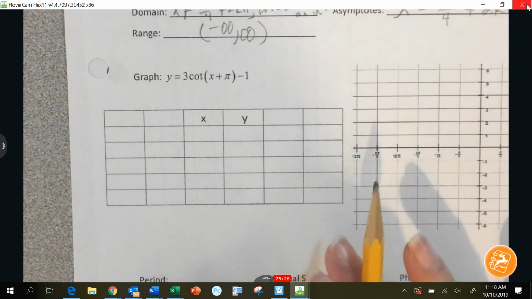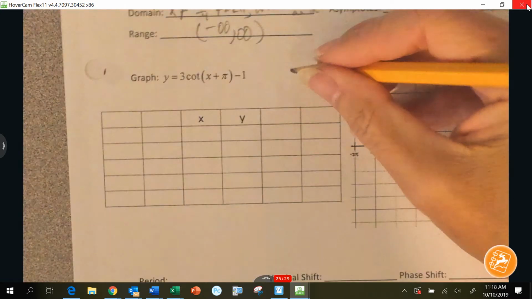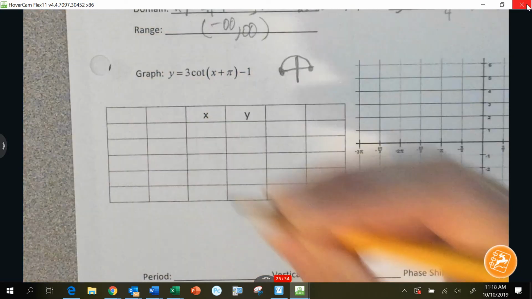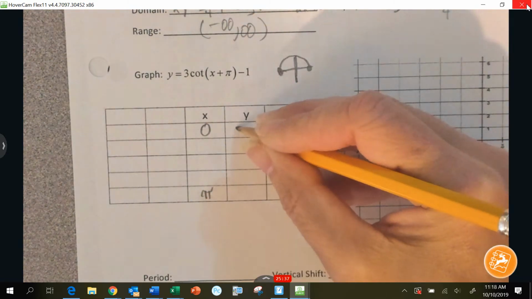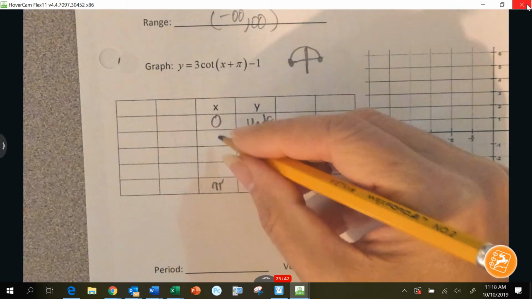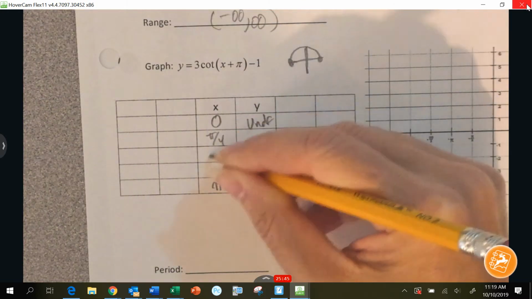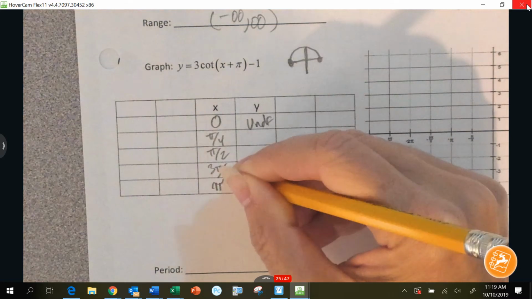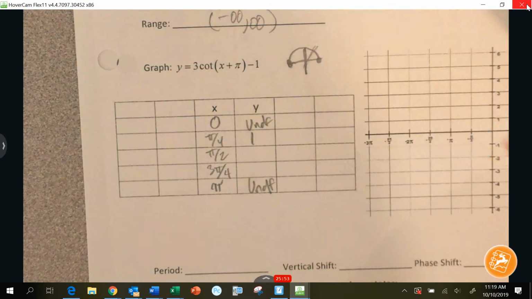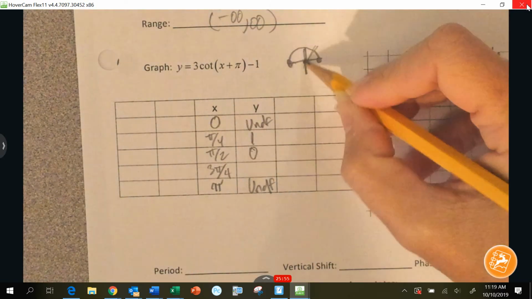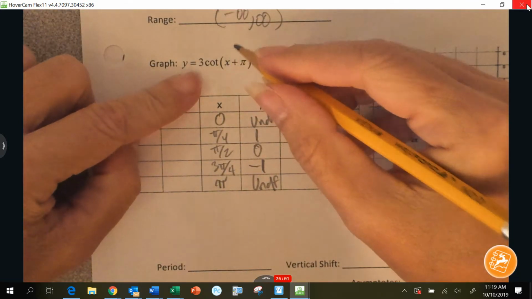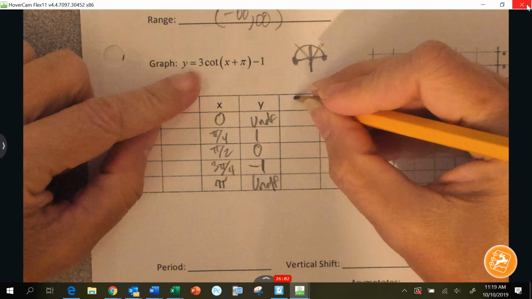Right, you guys, when you do your key points for cotangent, we want to use the key points that go from 0 to pi. And those should be the undefined parts for cotangent. So 0 to pi, we have pi over 4, pi over 2, 3 pi over 4. Pi over 4 is positive. Then 0, then at 3 pi over 4, it's negative. We have transformations. We've got to multiply our y's by 3, then subtract 1.